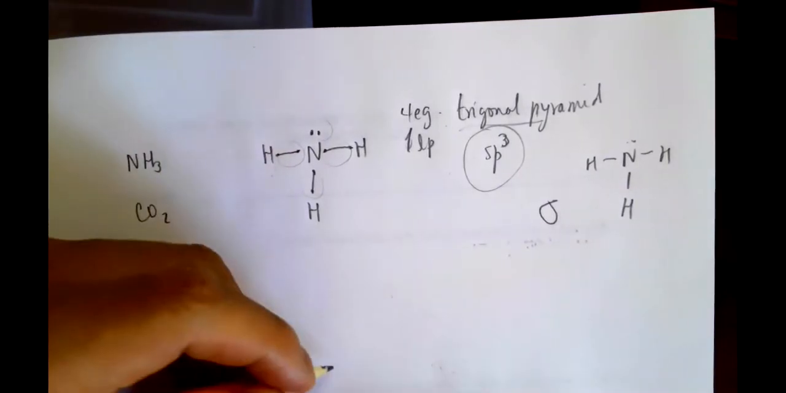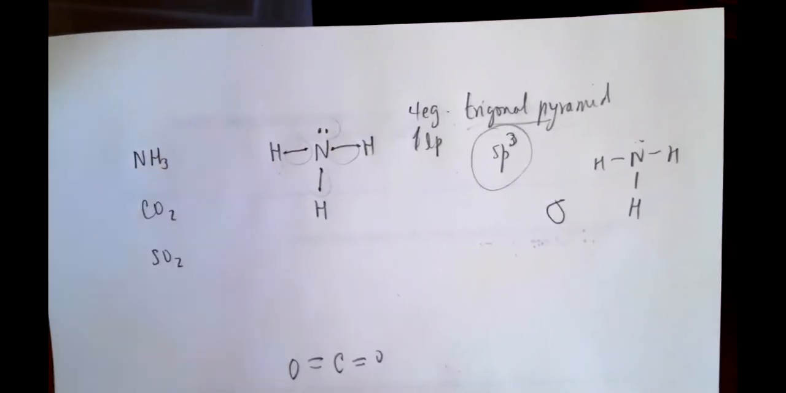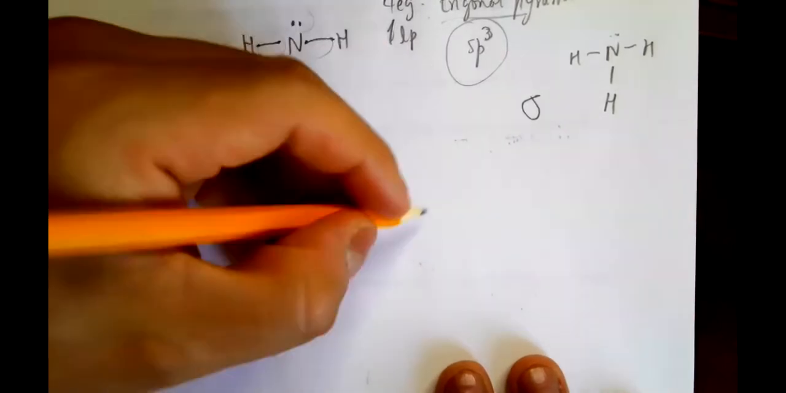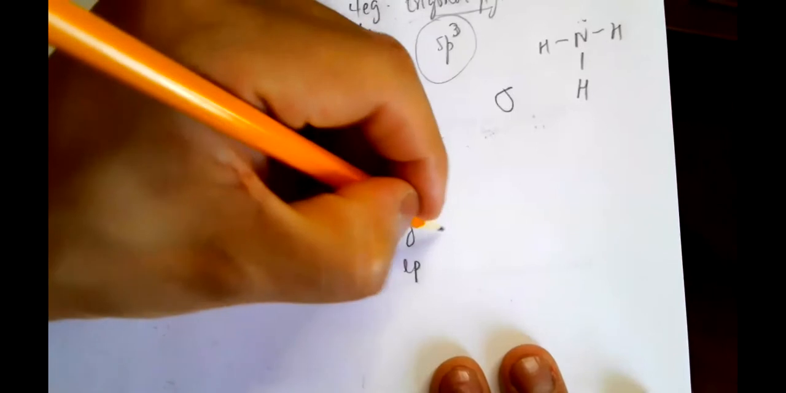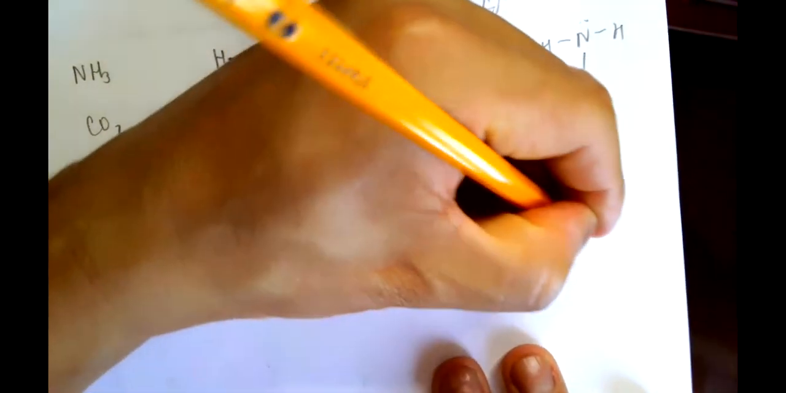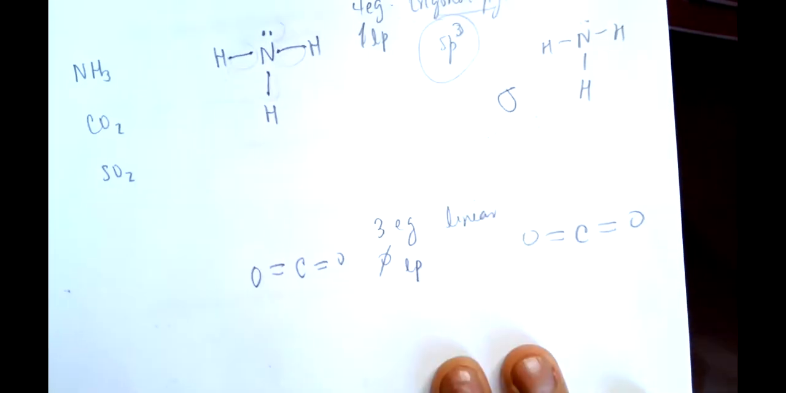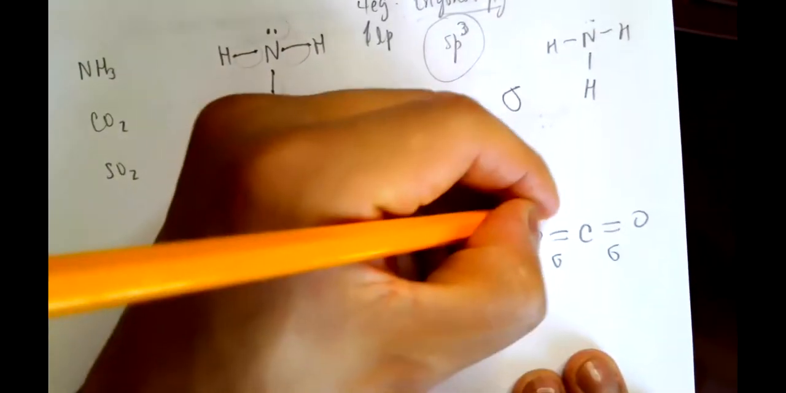In the case of carbon dioxide, if we do the Lewis structure from chapter 8, you will get CO2. In this case, there are 2 electron groups, 0 lone pairs. Definitely that's going to be linear. C double O, C double O. So here you have sigma, sigma, pi, pi.